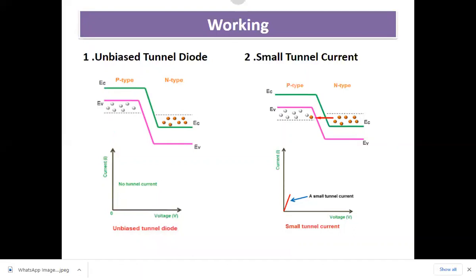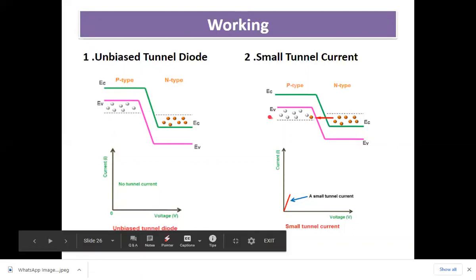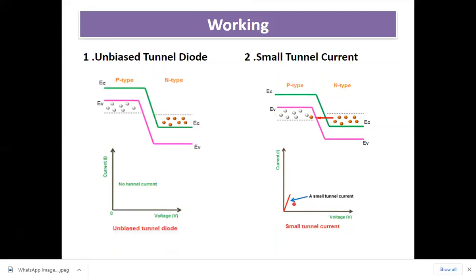Step 2. Small voltage applied to the tunnel diode. When a small voltage is applied to the tunnel diode, which is less than the built-in voltage of the depletion layer, no forward current flows through the junction.